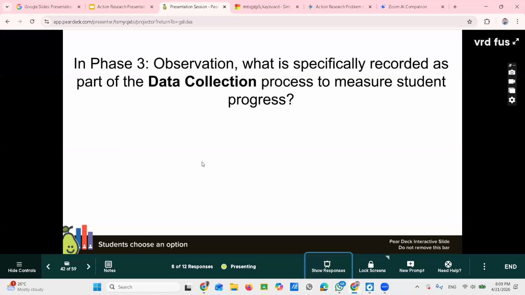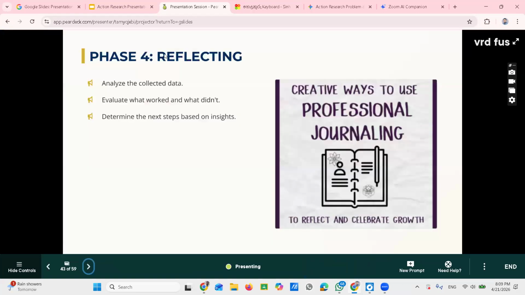Now move into the last step, step number 4. What you want to do under step number 4: reflecting. Here, the main point you want to focus on is to analyze the collected data. The previous stage was to collect the data. Now you are going to analyze these data. To analyze the data, various techniques are used.